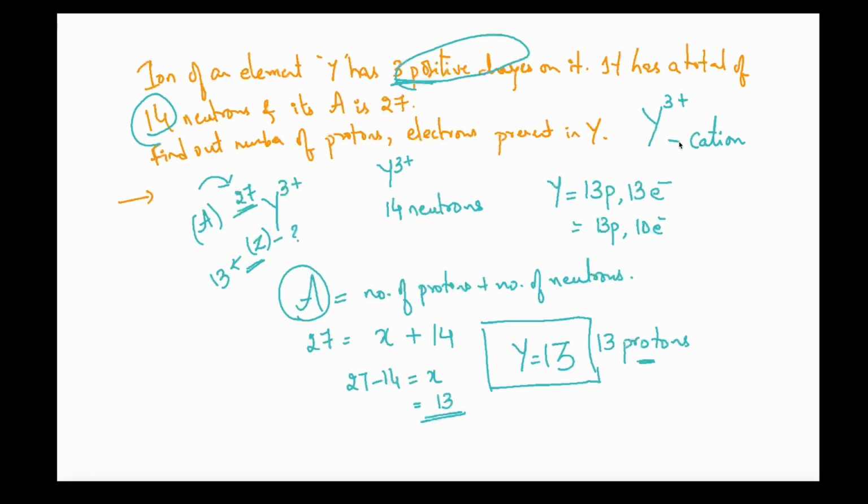So the answer for this would be the total number of protons is 13 and the total number of electrons is only 10. So once you know the total number of neutrons or the total number of protons, you can accordingly calculate the mass number of that element.